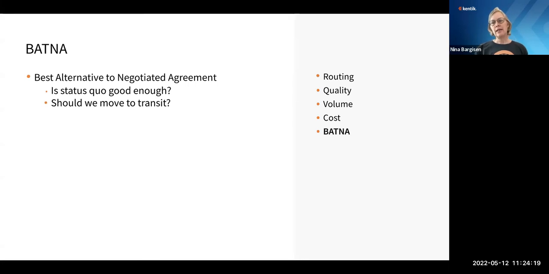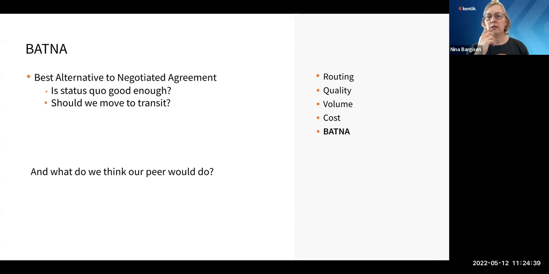Finally, the last thing to think about is the BATNA. What is the best alternative to the negotiated agreement? Is it good enough to just leave things as they are? Or maybe we really want to fix the hairpin issue, and then maybe we should move to transit. And what do we think the peer thinks? Would they be happy with how things are, or what?